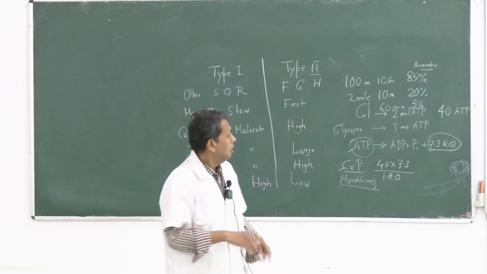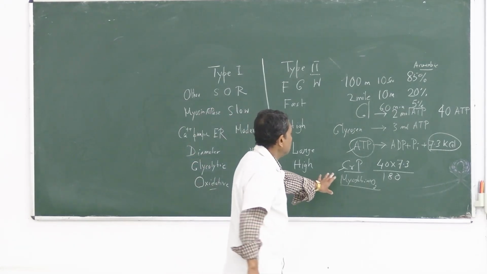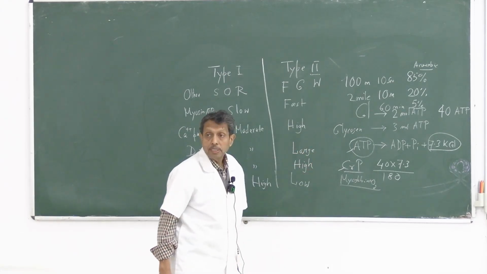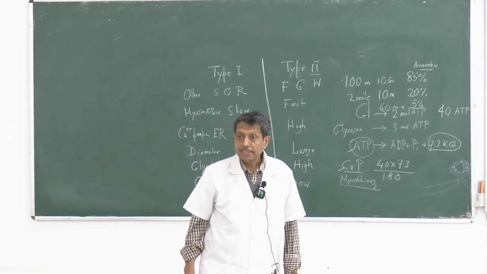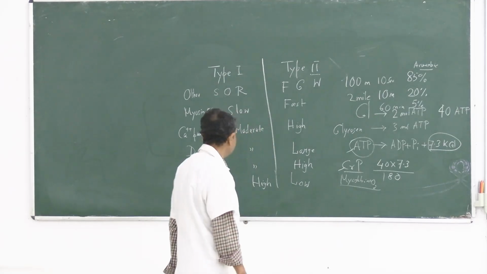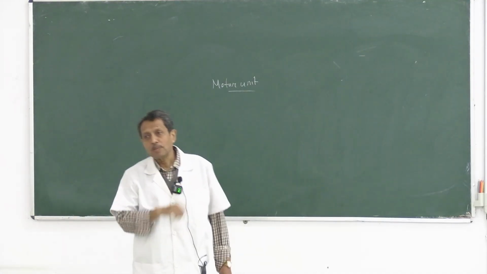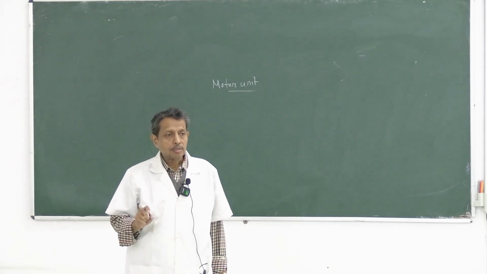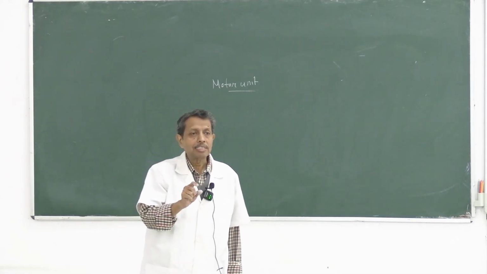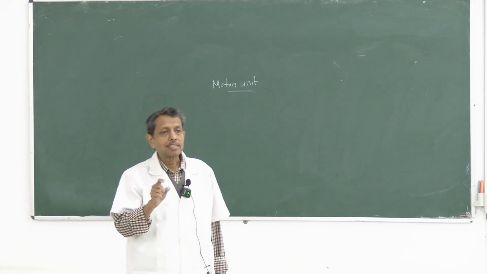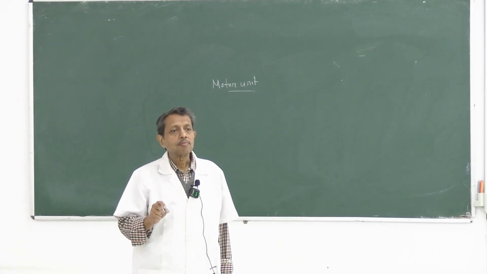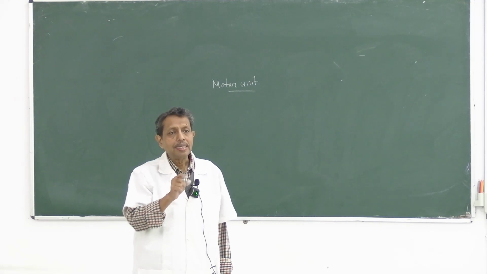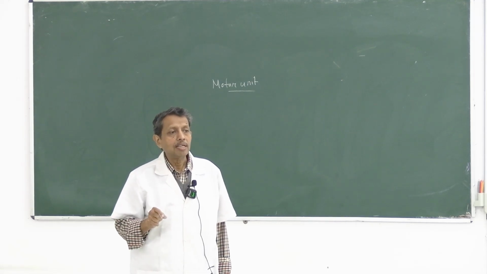Now we discuss something about the motor unit. It is important for the oral and also the theory examination. Motor unit. Skeletal muscles are supplied by fibers coming from the brain and spinal cord, and in the spinal cord they are coming from the anterior horn cells.